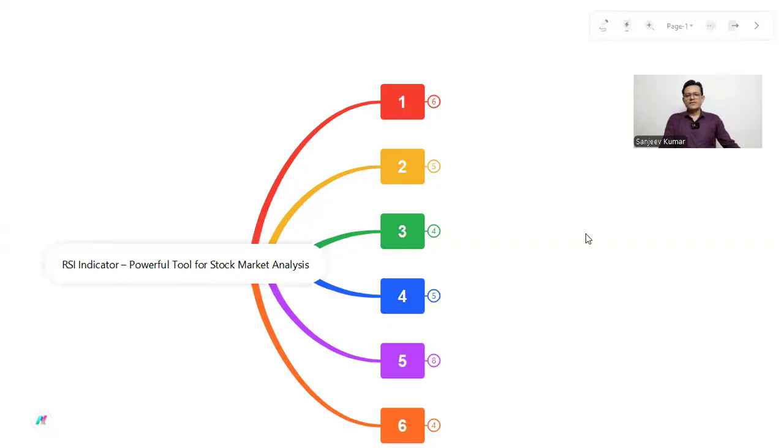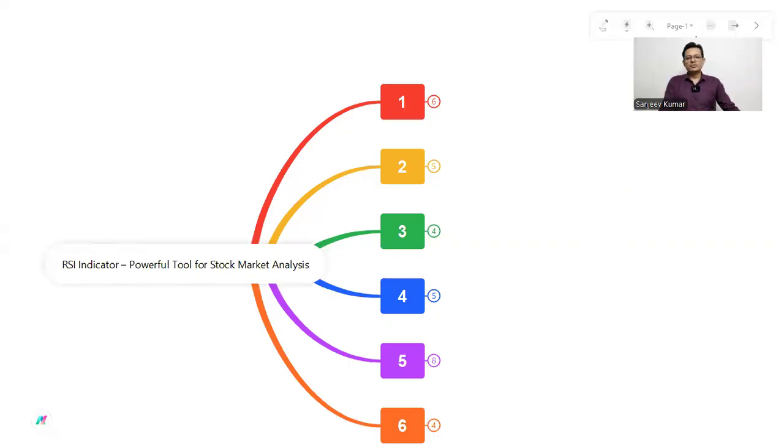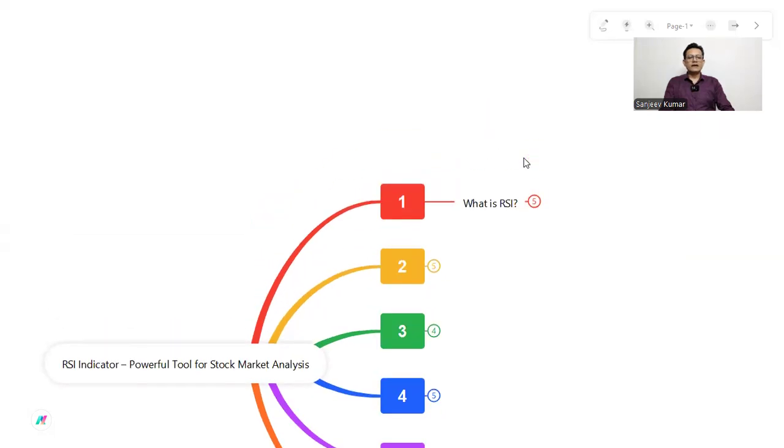People usually get confused about RSI. So in today's video, we are going to deep dive into RSI. Please watch this video till the end. I am sharing a mind map. Yes, the RSI indicator is a powerful tool for stock market analysis.